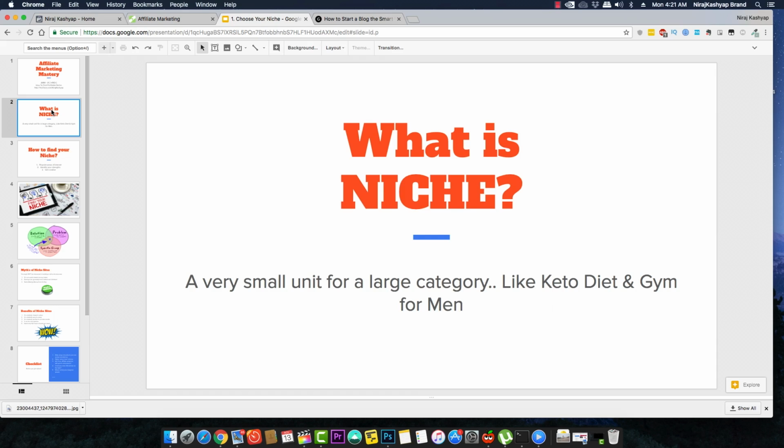So if we narrow down fitness and gym to fitness and gym for men, that's a little narrower, but still it's very wide. So if we narrow down further, like fitness and gym for men with diet, those who follow a diet, you can go for that. Now there are also several kinds of diets, so you can go much deeper, like fitness for men who go to the gym and who follow a keto diet, which is also known as the ketosis diet. So that is what a niche is. The more you deep dive in, the better your niche is.